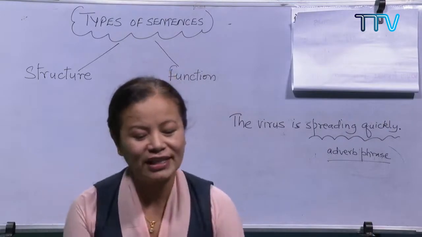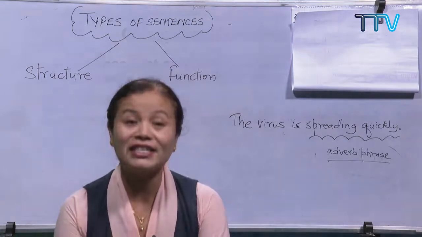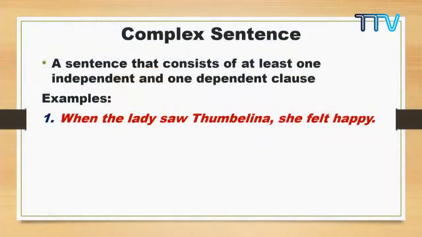So when the lady saw Thumbelina, she felt happy. So you can see two clauses in the sentence. When the lady saw Thumbelina, she felt happy. Now are you able to identify which one is independent clause and which one is dependent clause? Are you able to do that? No wonder you see two clauses, right, in this sentence. One is independent and one is dependent. But which one is independent, which one is dependent?